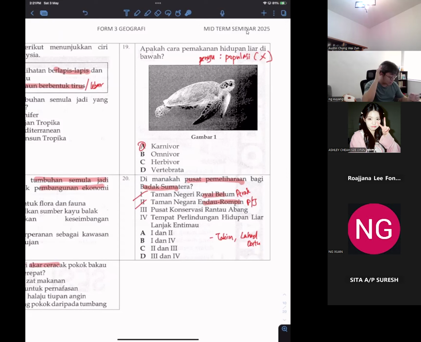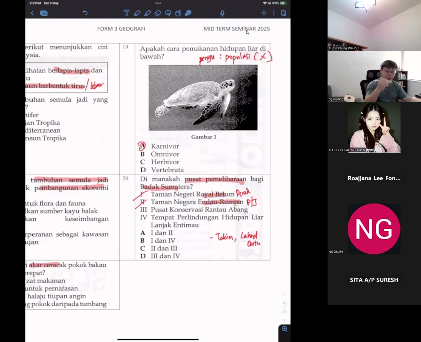So this is, they are not going to let you guys choose. So the first pusat pemeliharaan, which means the place to preserve all the Badak Sumatra, will be Taman Negara Pahang first, the first national park in Malaysia, followed by Royal Belum in Perak, followed by the Pahang and Johor, Taman Negara Endau Rompin.